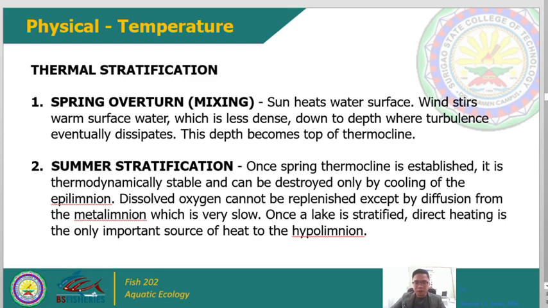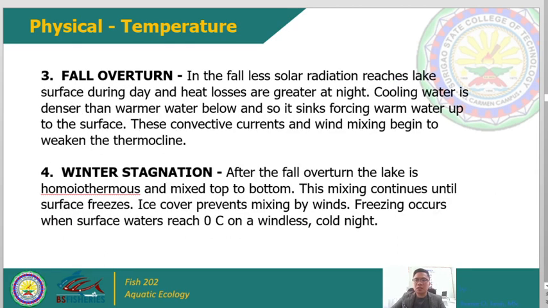Now where were we? So those are the two major events that occur among the lakes found in the tropical regions, no? The third one is the fall overturn. This is a phenomenon in the fall.